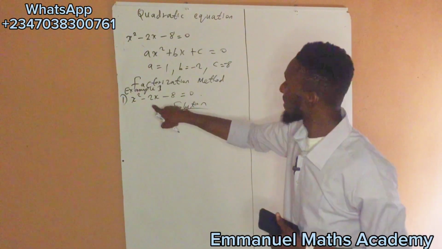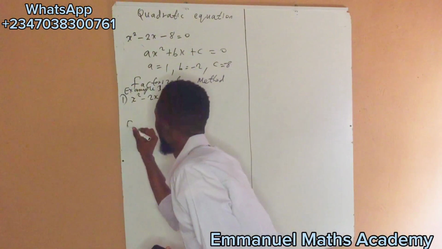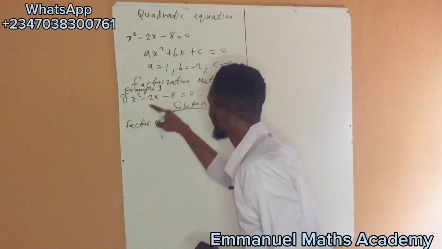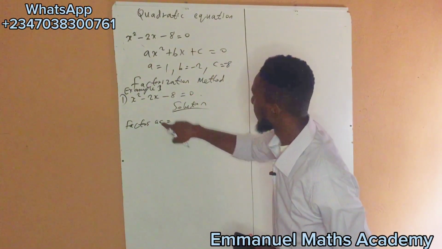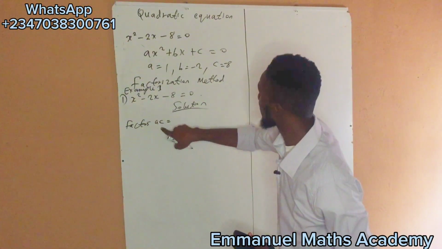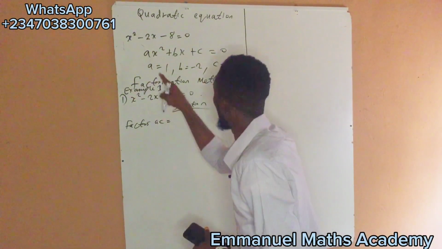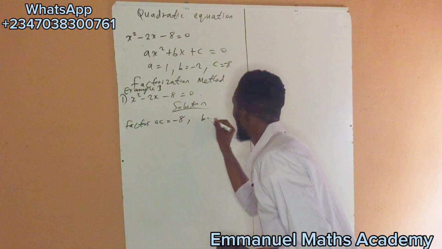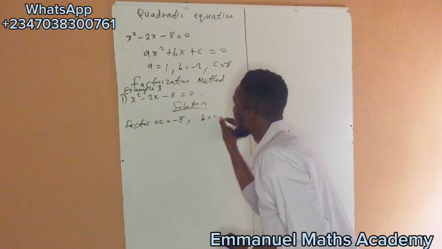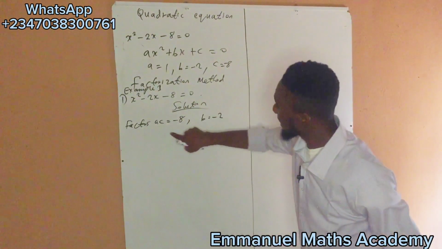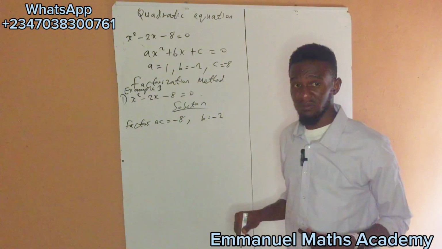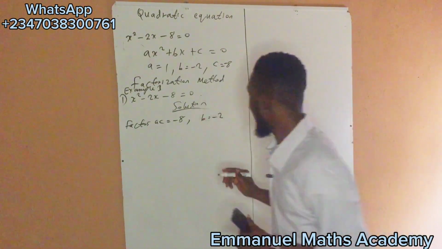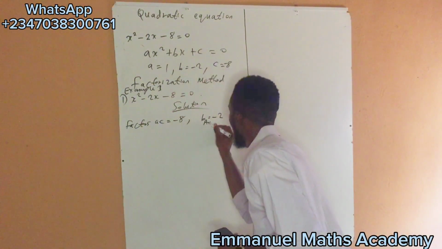Now, the factors of AC is what? Our A is 1. Our C is minus 8. 1 times minus 8, you have minus 8. What's our B? Our B is minus 2. What are the factors of this minus 8 that when you add them together, you get minus 2? That's what we are looking for. You can put added here.